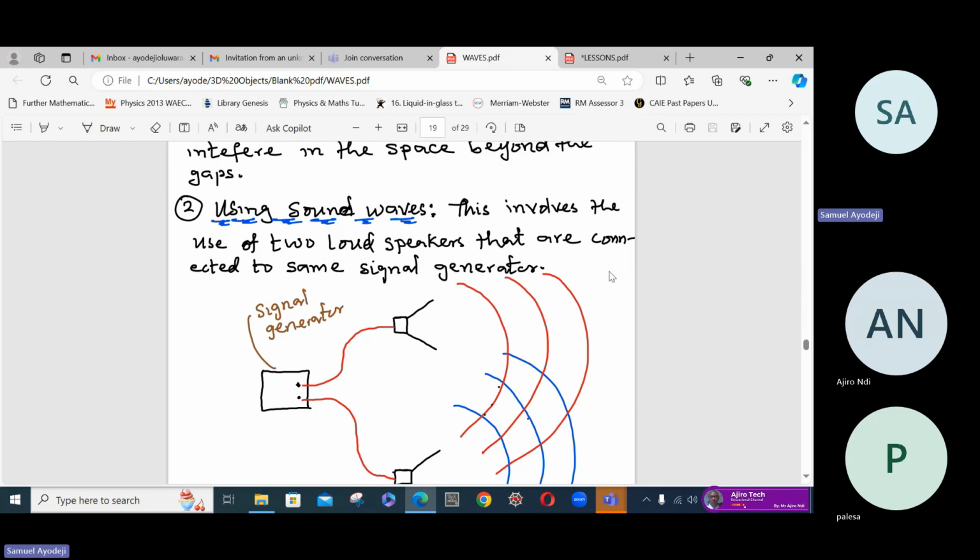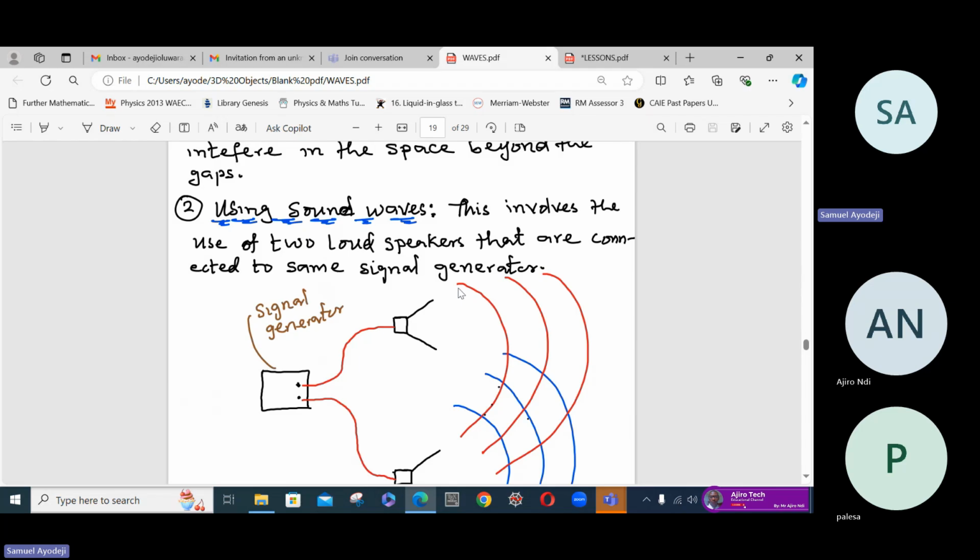Now, using the sound wave involves the use of loudspeakers that are connected to the same signal generator. Why the same signal generator? Why not use different signals? So that the waves can be coherent.